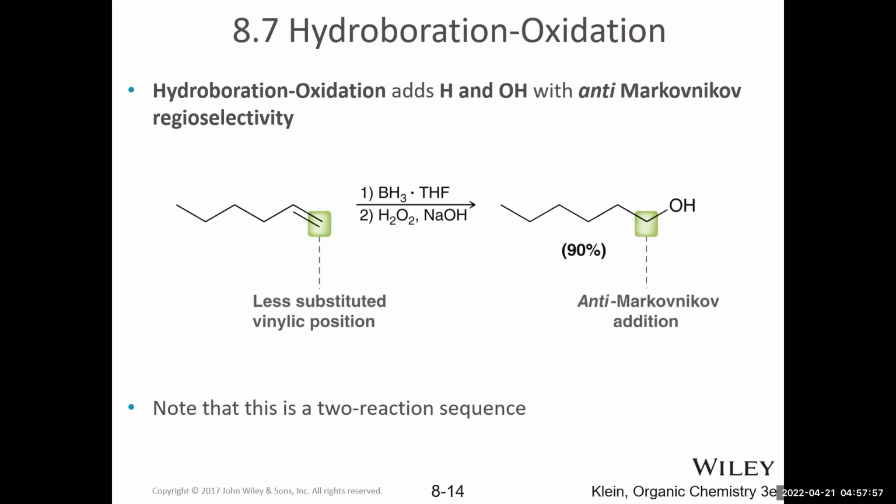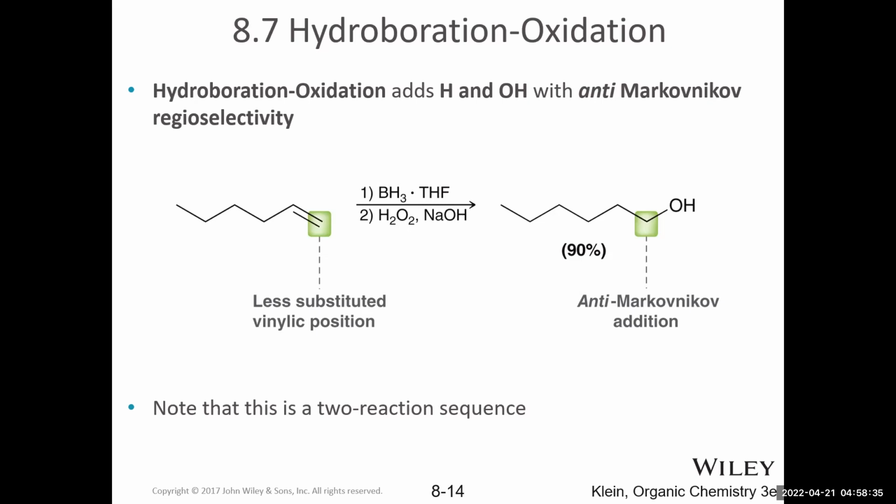Let's move on to another reaction called hydroboration oxidation. Hydroboration oxidation is also a hydration reaction, similar to the last two reactions we were talking about. But in this case, we get anti-Markovnikov regioselectivity. So we're still adding hydrogen and OH across the double bond, but in this case, the OH group gets added to the less substituted carbon. This is great for organic chemists to have an alternative to get the opposite regioselectivity in case that is what is desired.